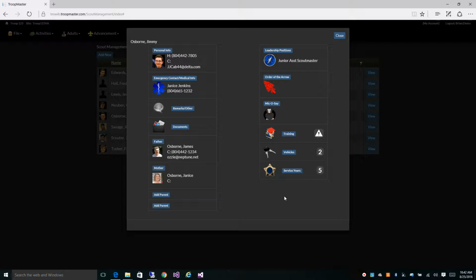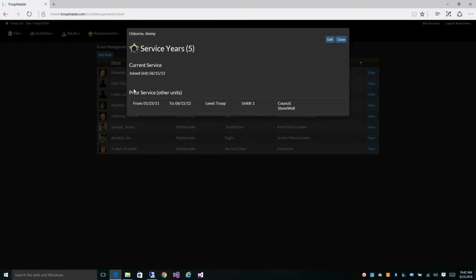All right, prior service and prior totals are entered into the system when a scout has come from another unit. So for example, Jimmy Osborne's service years, we have prior service entered when he joined Troop 1 on 1/25/11 to when he joined our unit on 6/15/12. Now these dates are used to help calculate his total service years.